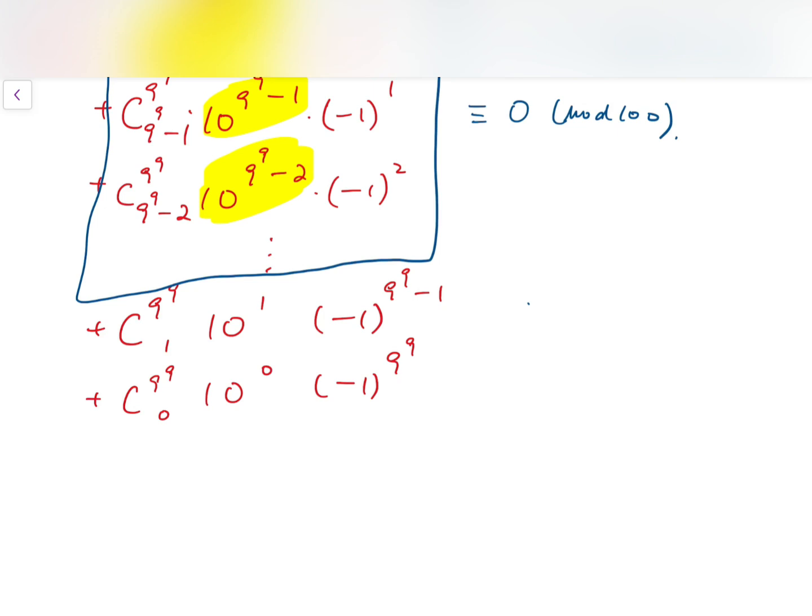Now for the last two terms, the second last one, 9 to the power 9 choose 1, is just 9 to the power 9 times 10, and the index here is an even number because it's odd number minus odd number. So it's just times 1. And as for the last term, this one is a 1, this is a 1, and this is a minus 1. So for these two terms, it's the product 9 to the power 9 times 10 minus 1 mod 100.